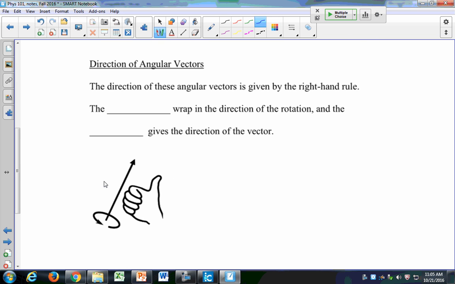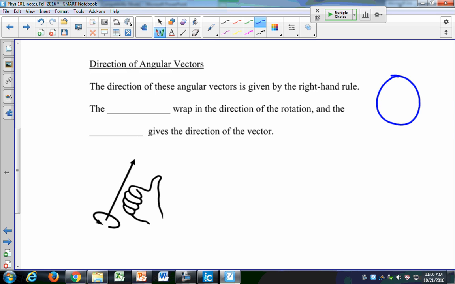This isn't terribly important right now, but it becomes more important in the next chapter, and even more important next semester when we start doing magnetic fields: the right-hand rule. I'm just going to introduce it here. So we can find the direction of these angular vectors.